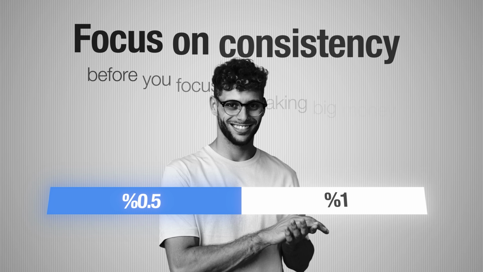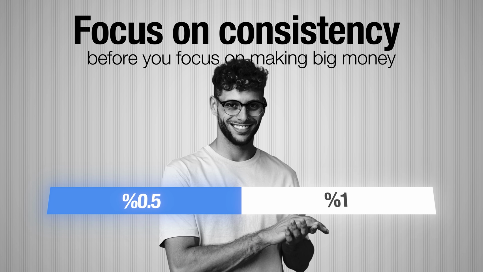Once you can consistently execute in a demo, then and only then are you ready to go live. And when you do, start small. Trade 0.5% to 1% of your account per trade. Focus on consistency before you focus on making big money. Because let me tell you, slow, consistent profits are what separates the pros from the broke gamblers.